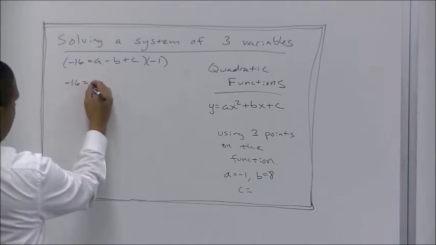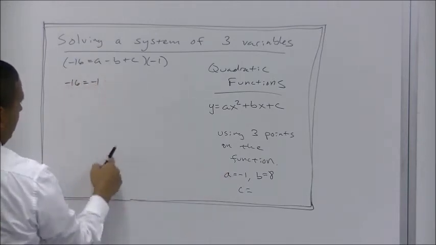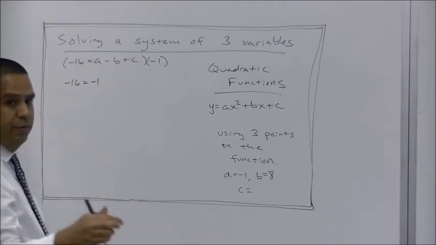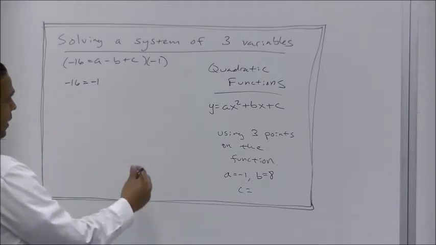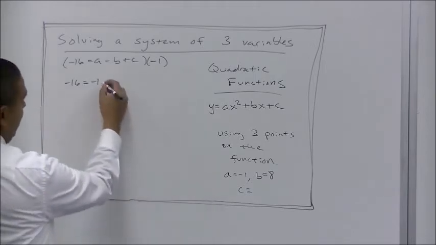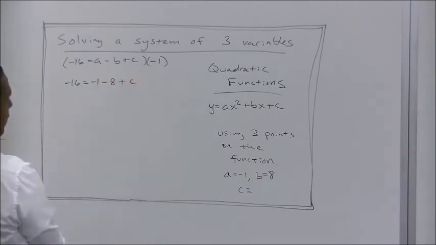So -16 equals a. Where'd you plug the a back into? Which equation? So either the first or second one that we had reduced, and then solve for c. It doesn't really matter which one. So like the one at the beginning, right? That we reduced. Is that what you just said?